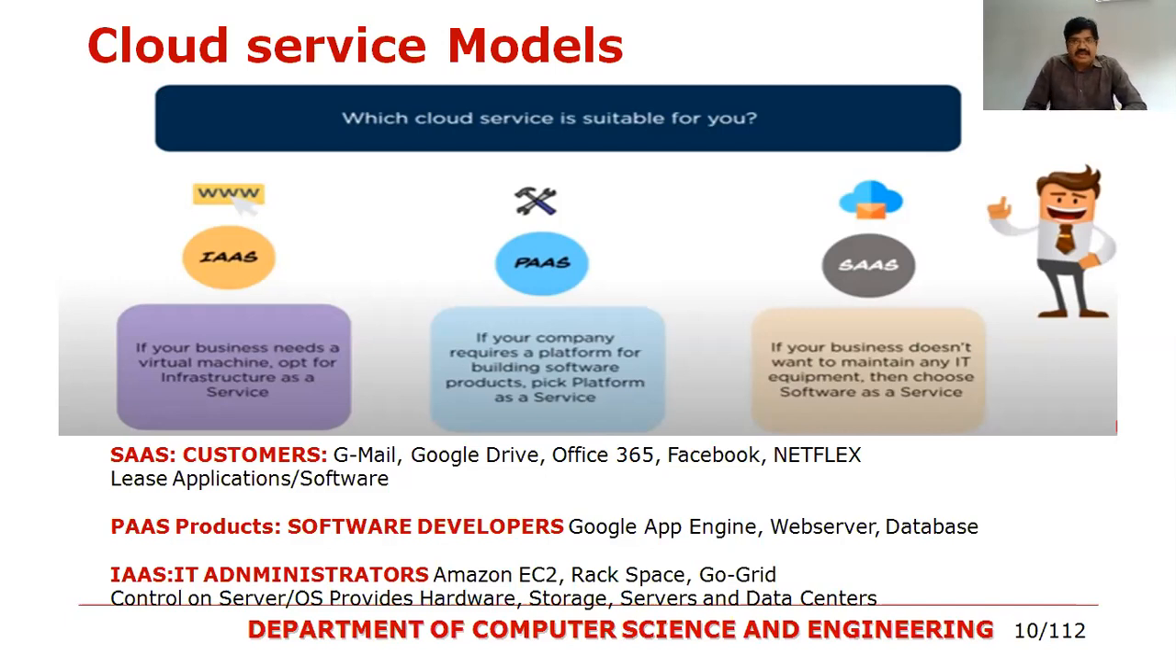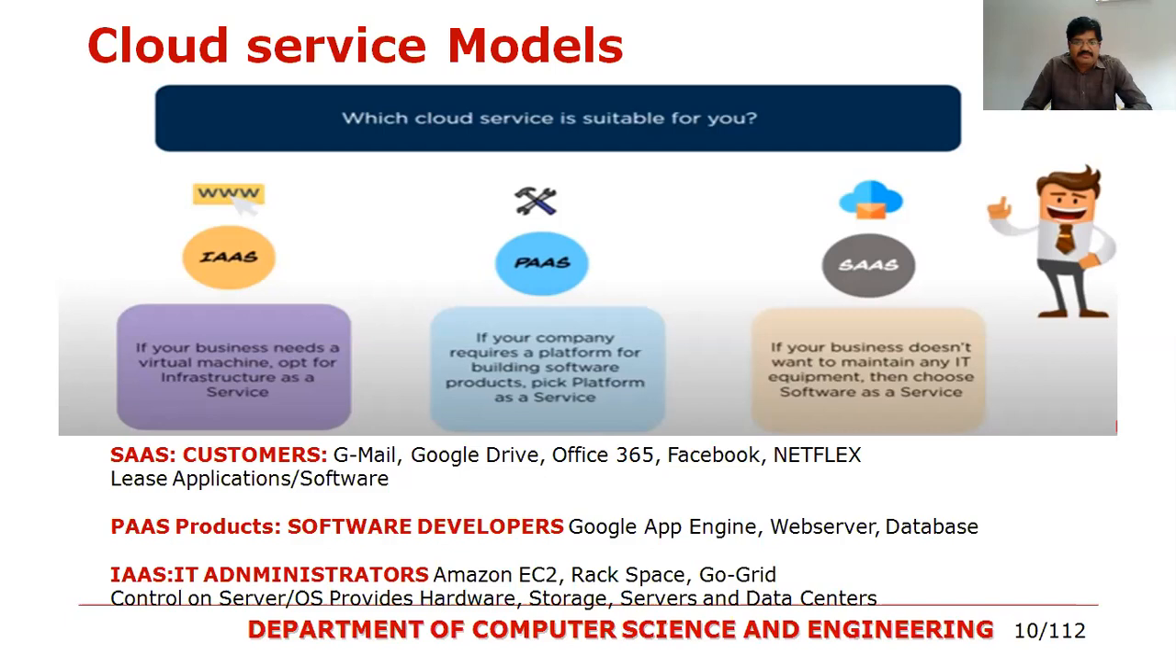And the next one is PaaS. PaaS stands for platform as a service. We use platform as a service when your company requires a platform. Here P stands for platform. Whenever you want to set up a company, you really require a platform for building software products, so you simply opt for platform as a service. Some examples of platform as a service are software developers. The software developers maintain the database, the web servers, or the Google App Engine. These three are the best examples for PaaS: Google App Engine, web server, and database. Here the database is a platform, the web server is a platform, and Google App Engine is a platform.